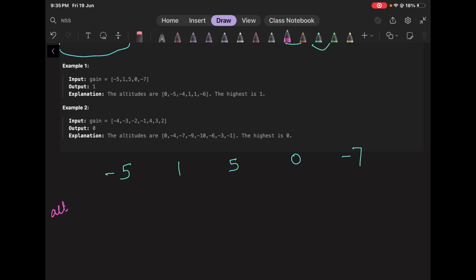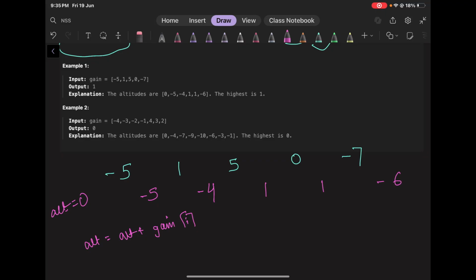initially my altitude was 0. When the biker crosses this point, the net altitude becomes negative 5 and the gain again is 1, so my net altitude becomes negative 4. Following this, my net altitude becomes 1. We are doing altitude is equal to altitude plus gain of I. Okay, then my altitude becomes 1 and then it becomes 1 again.